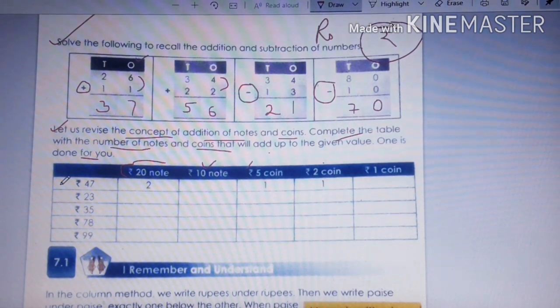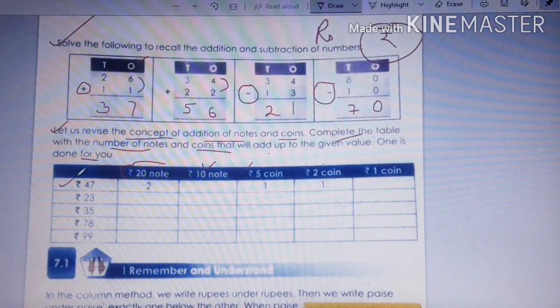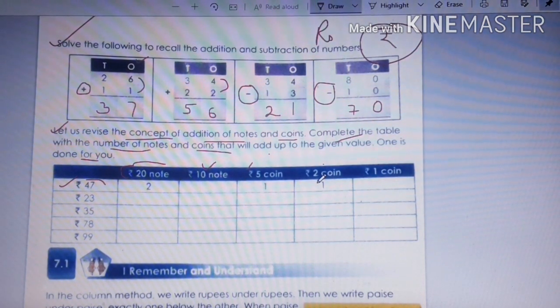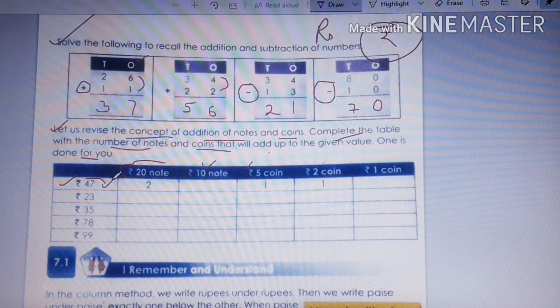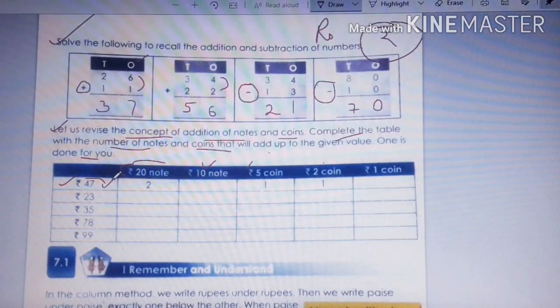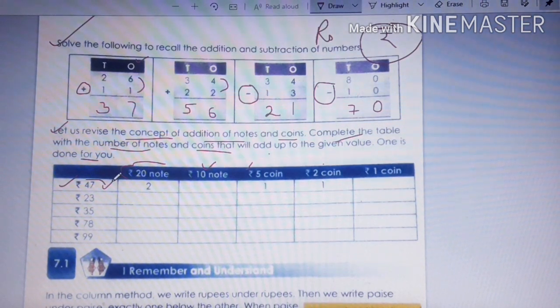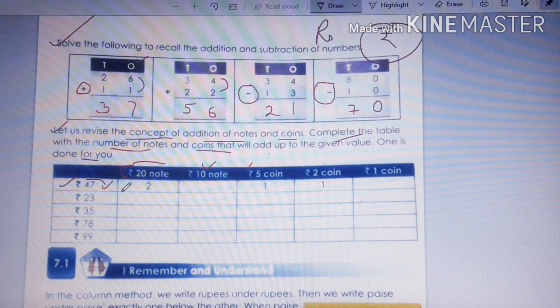Now children, the first example has been done for you. 47. You have to collect the notes from here and add them together so that you get the answer, rupees 47. You can even do it at home, children. You take money from your parents. Suppose you take 10 rupees and 20 rupees, how much do you have now? Let's see how to do addition of notes.